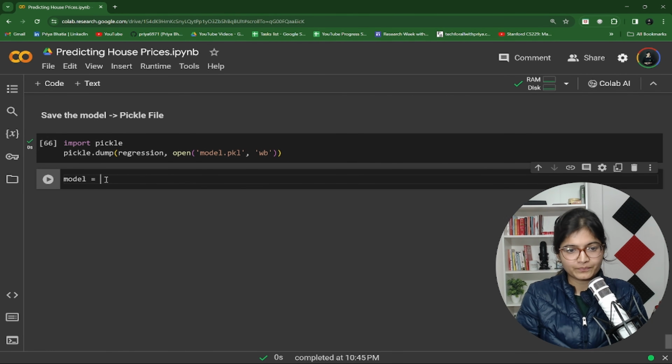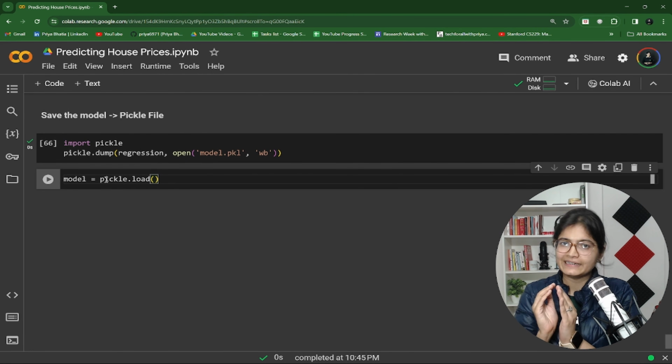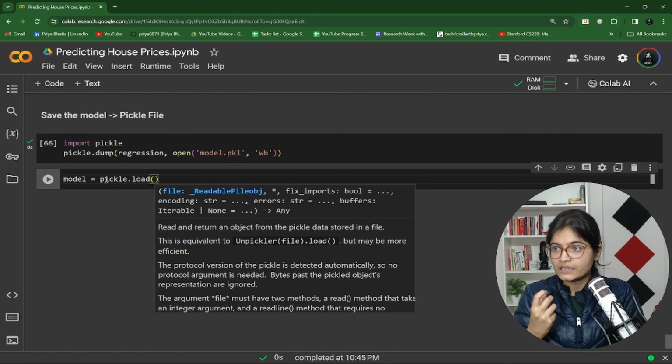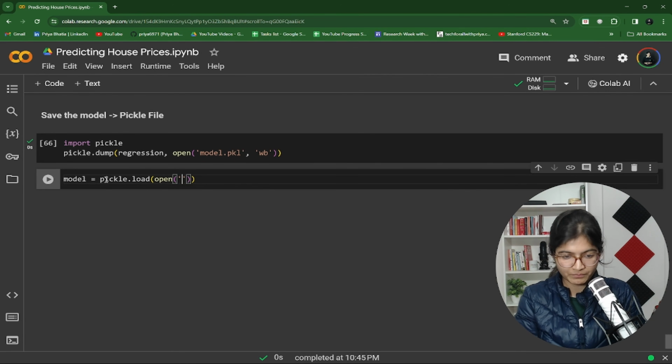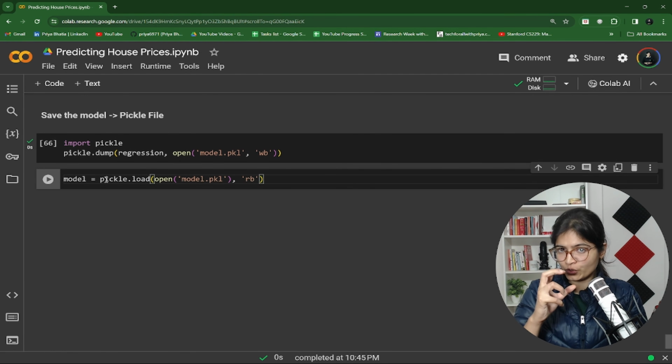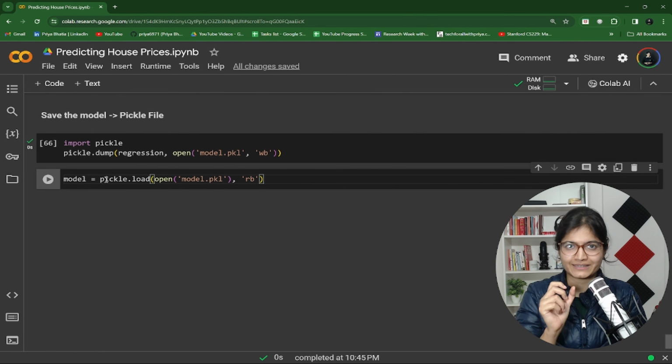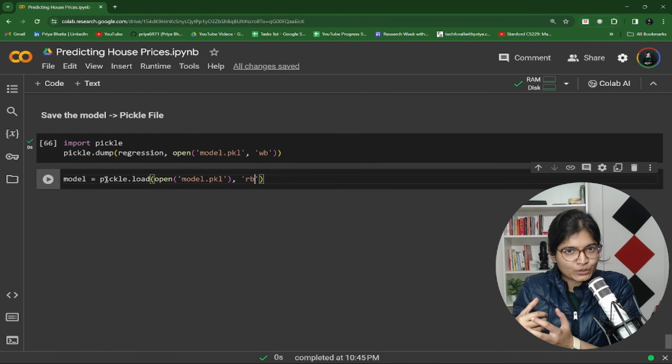So I will take this file itself. The function will be pickle.load. So always remember, when you want to save this file, dump is the function. When you want to load and use this file, load is the function. Now you will open this file again by giving the name model.pkl. Just now we have seen it is available in our Colab. After that, the mode will be read mode, because here I don't want to write something. I want to read that file. That file will contain the coefficients and the intercepts actually. And with the help of those values only, my model will be able to give me the predictions.